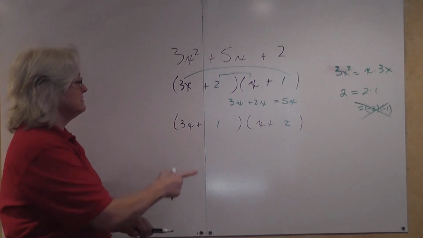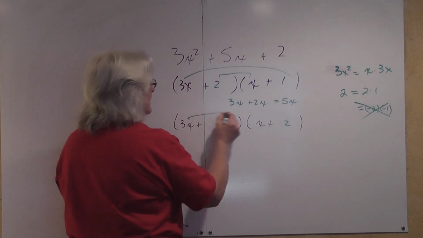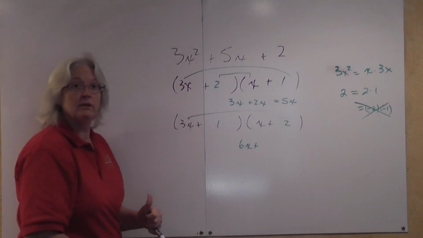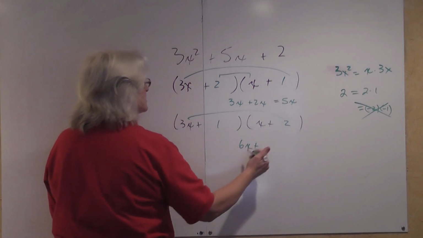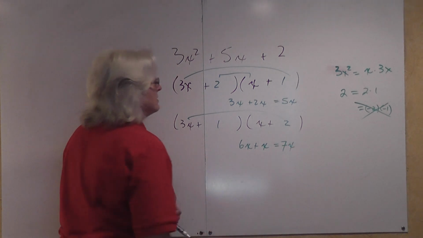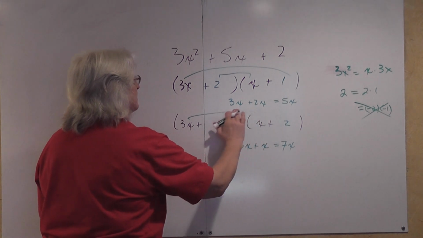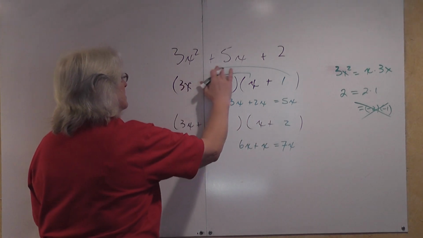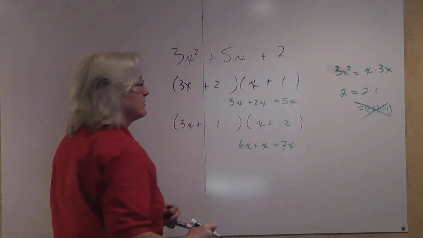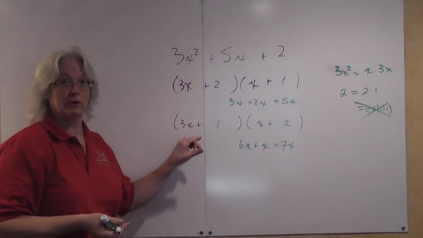What happens now? What's our outer product? 3x times 2 is 6x plus the inner product, 1 times x plus x is equal to 7x. So we have two completely different results when you multiply these pairs of factors together because of what you're multiplying by 3.